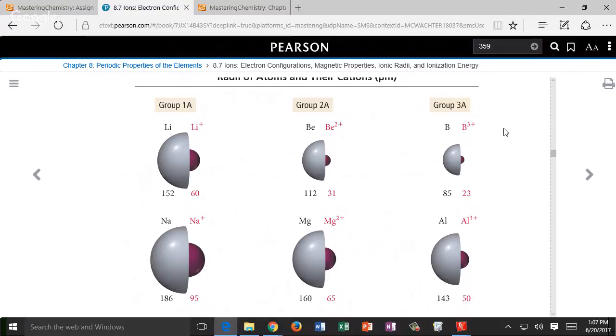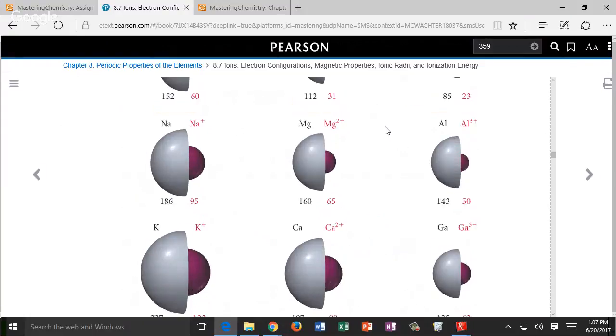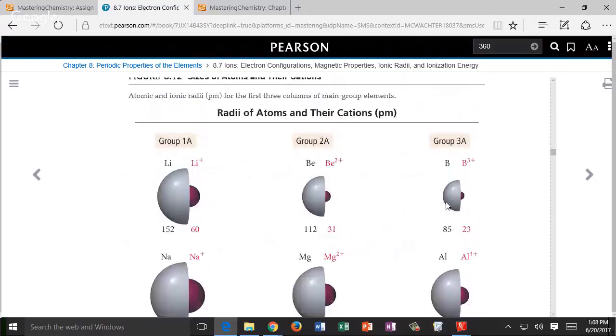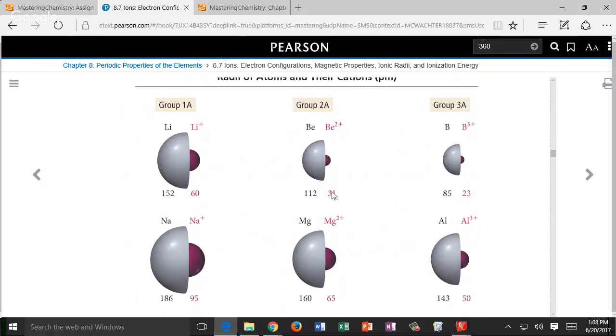Same thing in the next row. The cations are much, much, much smaller. So if you're comparing size between an atom and an ion, a neutral atom and an ion, you can always make a pretty good bet that that positive ion is going to be smaller. That only really starts to break down when you talk about big ions versus small atoms, but that would be a really tricky question.